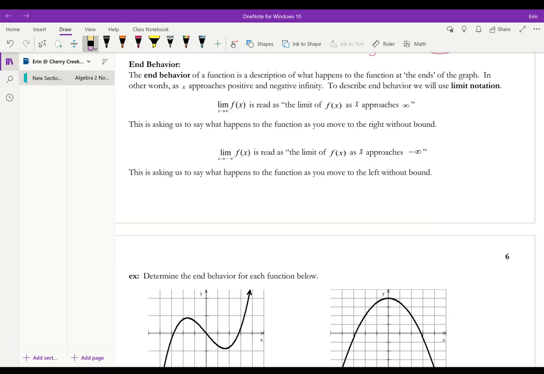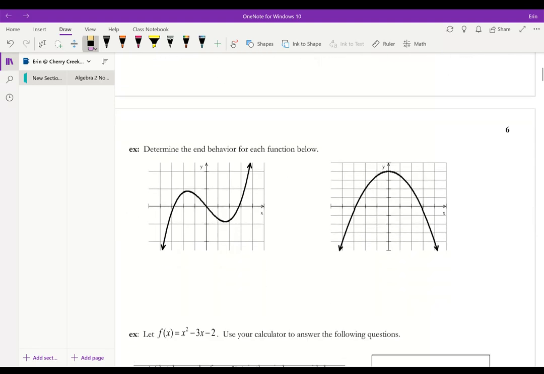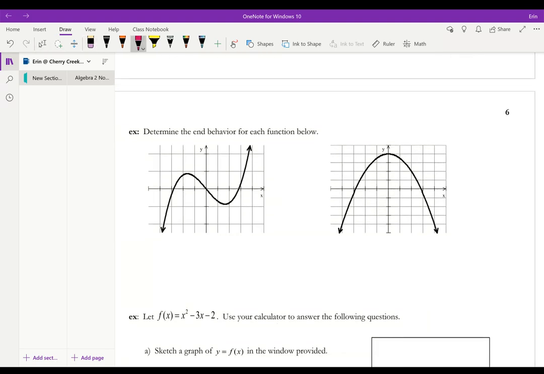The other limit that you'll see for end behavior is the limit of f of x as x approaches negative infinity. This is asking us to say what happens to the function as you move to the left without bound. So let's practice on these two functions. The first thing you're going to do when you're asked to determine the end behavior is to write your two limits. This is a really important skill to have.